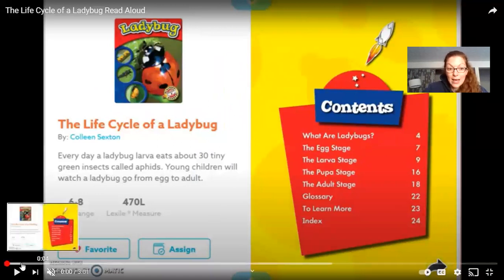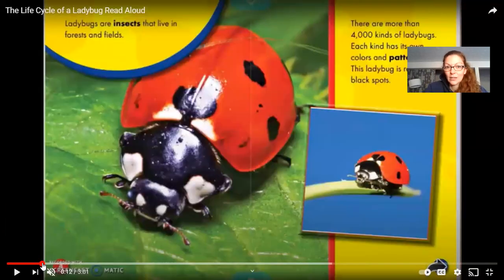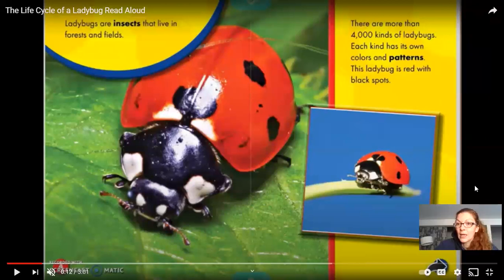All right, so let's see what our first section is titled. What are ladybugs? That's the heading. Ladybugs are insects that live in forests and fields. There are more than 4,000 kinds of ladybugs. Each has its own colors and pattern. This ladybug is red with black spots.